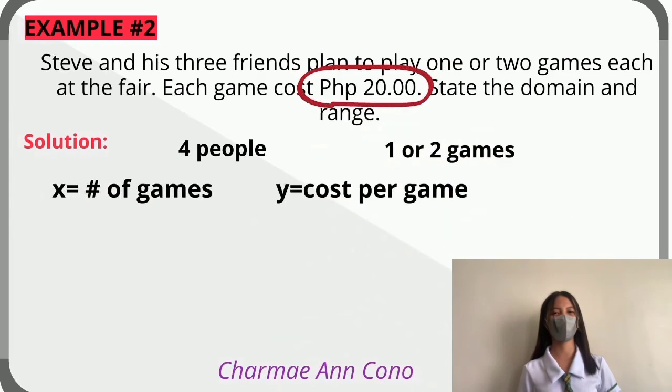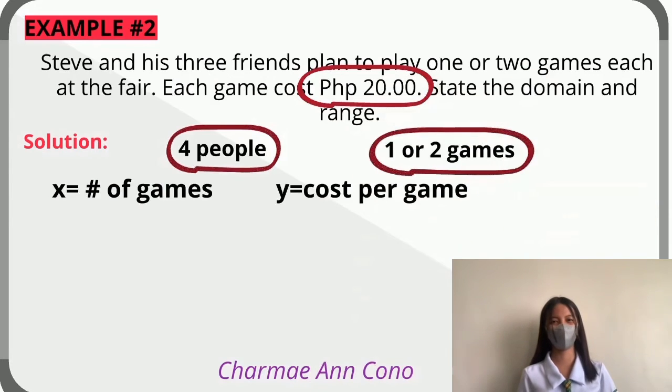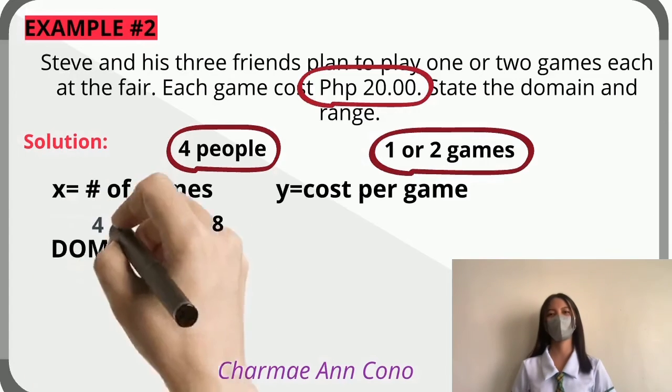So let's start with the domain. So number of games, again there are 4 people and they each play either 1 or 2 games. So if they all play 1 game, the minimum number of games they can play is 4. And if those people play 2 games, the maximum number of games they can play is 8. The data is not continuous, it is discrete, and we will have to list out the number of games. So they either play 4 games or 5 games and so on.